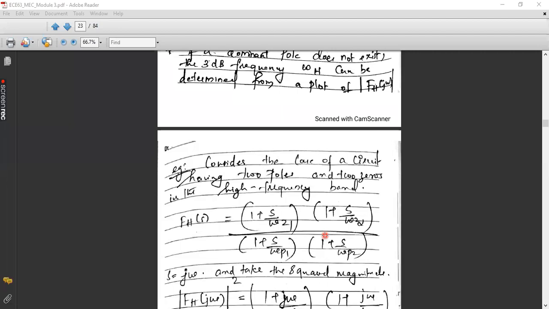In that case, I need to take all the available zeros and poles into my consideration. So that is what we are going to do now. Consider the example of a circuit having two poles and two zeros in the high frequency band. In that case, I can write my high frequency gain function Fh(s) as (1 plus s by omega z1) into (1 plus s by omega z2), whole divided by (1 plus s by omega p1) into (1 plus s by omega p2).